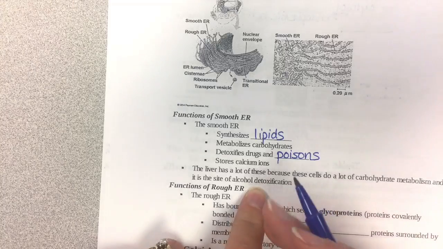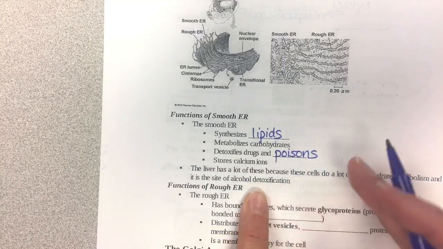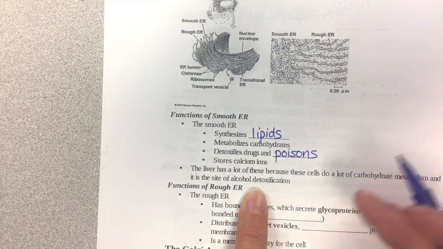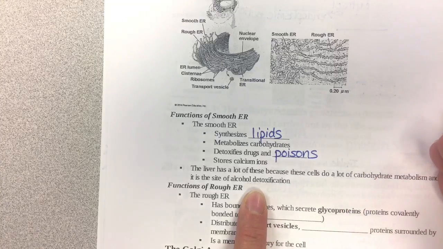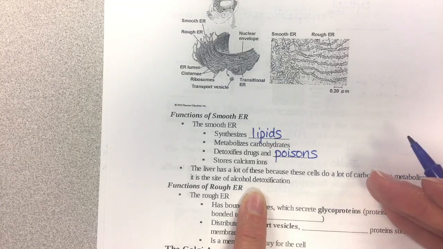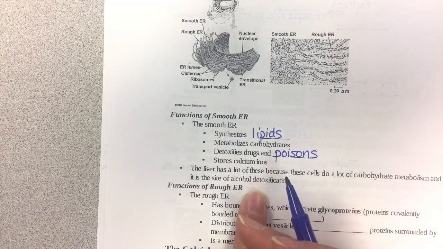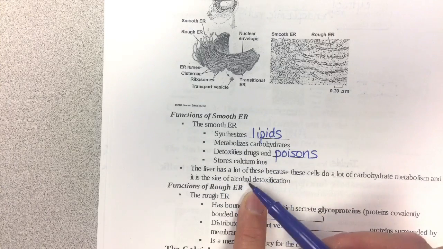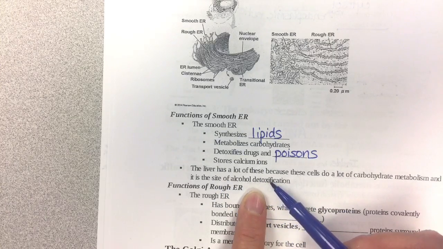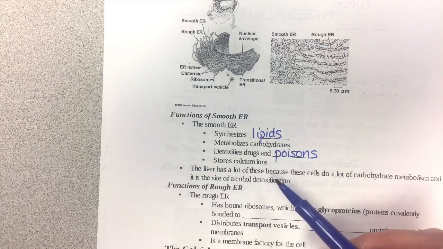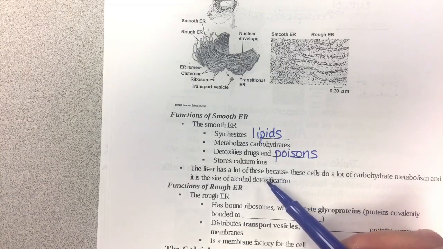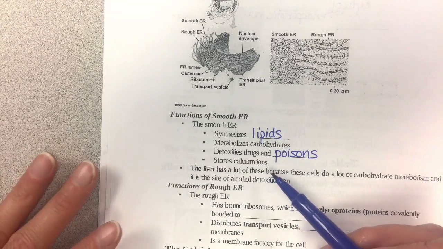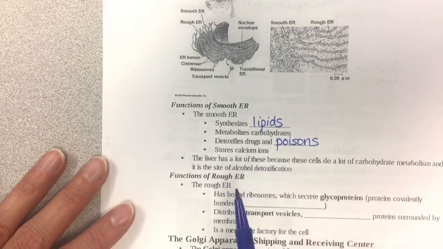So that's why, if you've ever heard that if somebody is an alcoholic or begins to drink a lot, they have to actually start to drink more alcohol to get the same effects that they used to get drinking lesser amounts, that's because their liver is adapting to that, making more smooth ER. But eventually you can go through cirrhosis of the liver, where it just puts too much strain on the liver. There's so much to do that it can actually kill the liver cells, and you cannot live without your liver. So that is not a good thing.